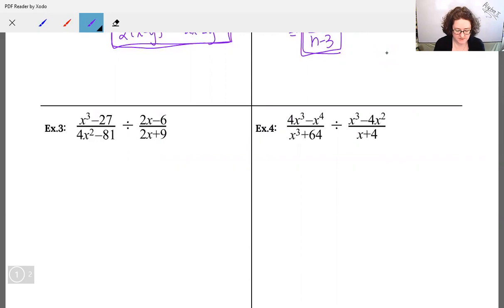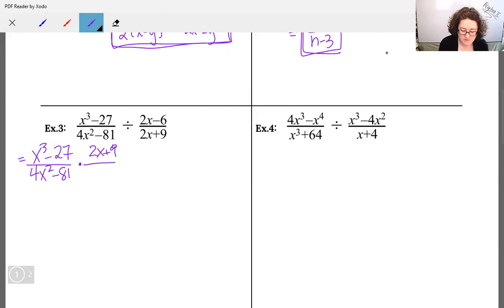Okay, example 3. So again, let's write as a multiplication problem. So x cubed minus 27 over 4x squared minus 81. And I'm already noticing I'm going to have to use some patterns on this one. Reciprocal of the second fraction. So 2x plus 9 over 2x minus 6. Now factor out each expression.